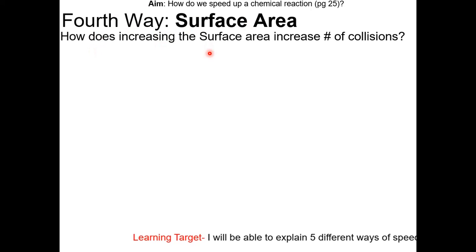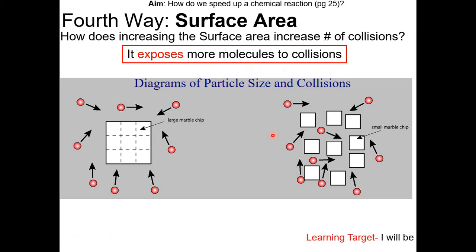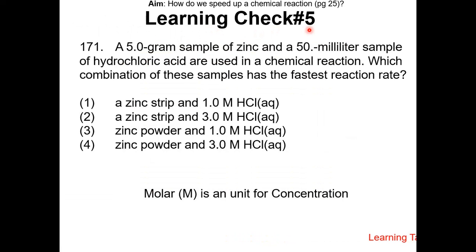The fourth way of speeding up a chemical reaction is surface area. How does increasing the surface area increase the number of collisions? When surface area increases, it exposes more molecules to collisions. As you can see from this diagram, when you break up a big piece to smaller pieces, you expose more molecules to collisions.